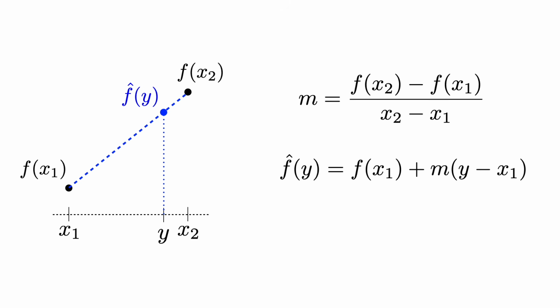Once you have the slope, the equation of the line is f hat of y is equal to f of x1 plus m times y minus x1. So this is a slightly different format than we had before. You can, of course, rearrange this into the slope-intercept format, but this is a very simple form that we'll use a lot.